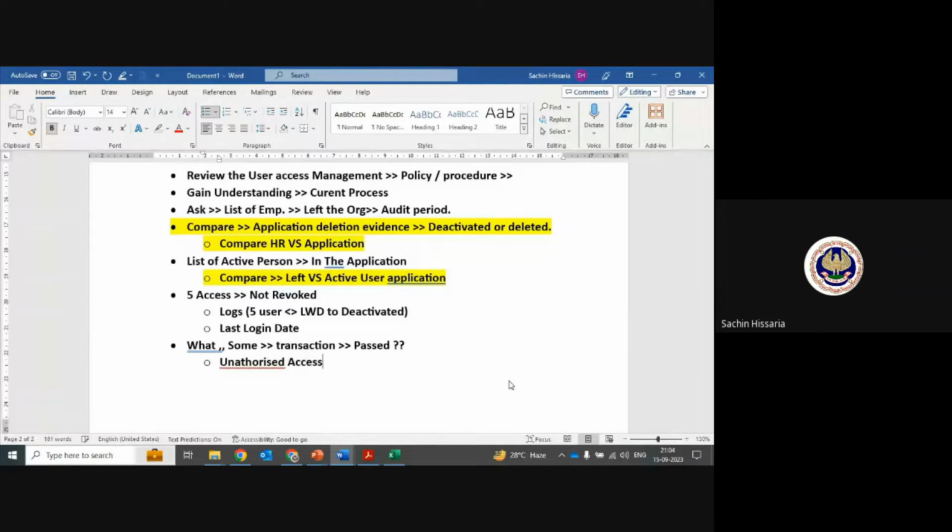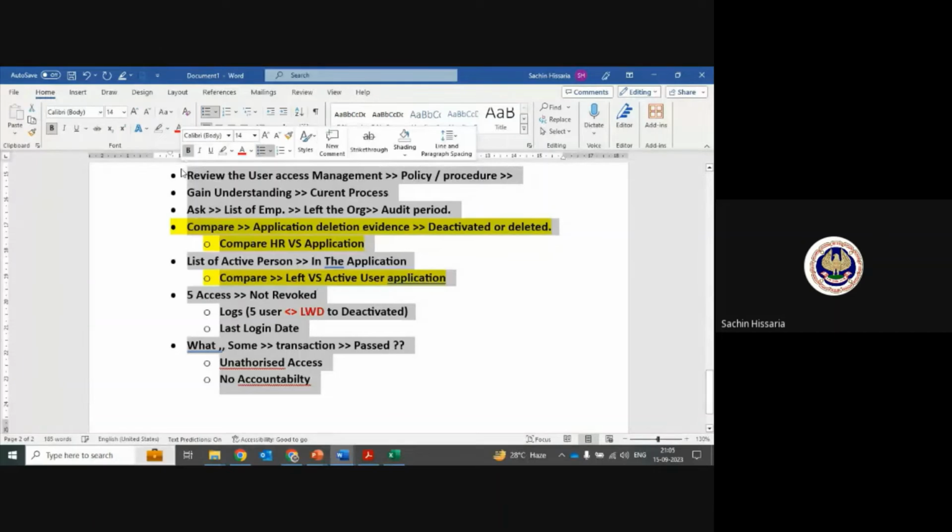Can I say that this is an unauthorized access because that user has already left the organization? The last working day of the user is already gone. Now, whatever transaction has been passed using this ID, nobody would be held accountable. No accountability. You cannot say that Sachin is liable for this transaction, because Sachin has already left the organization. You can't hold Sachin liable for a transaction which was passed after his last working day. Okay, so you need to highlight this risk as well.